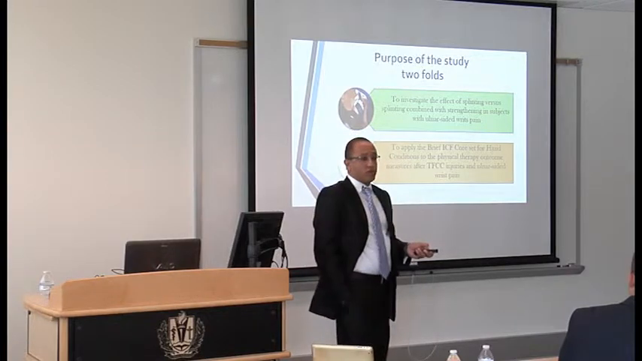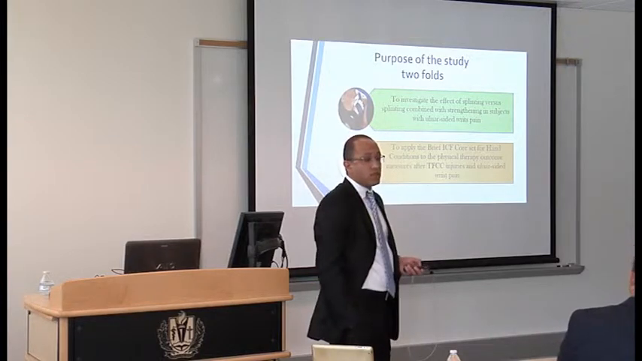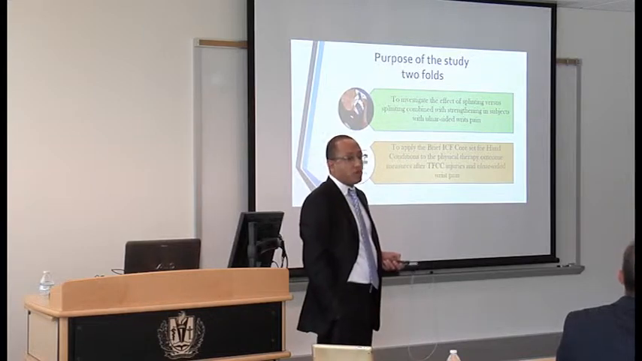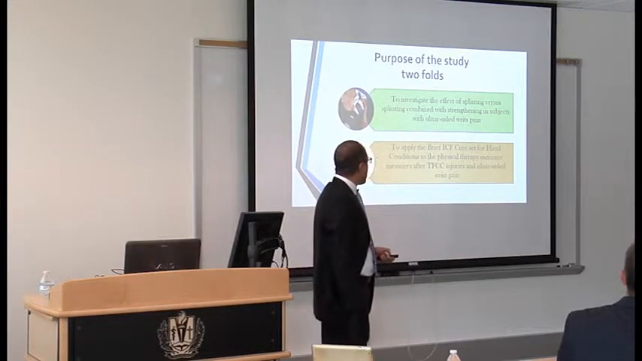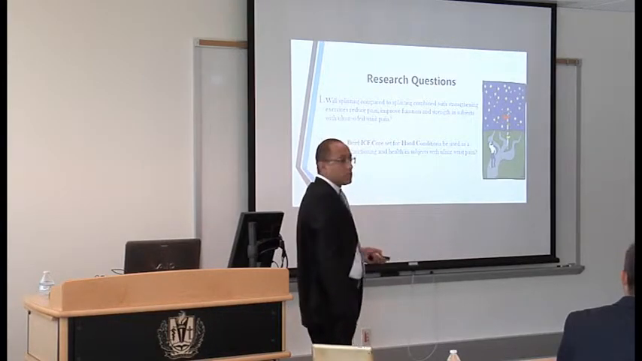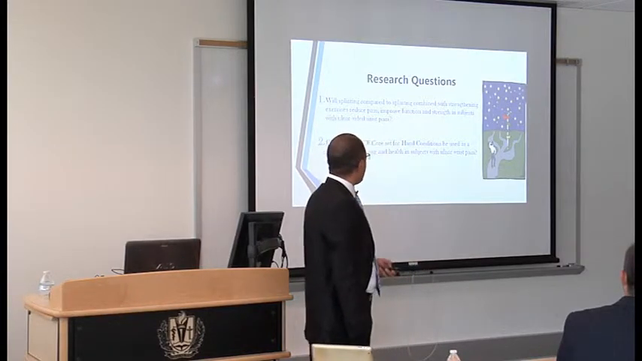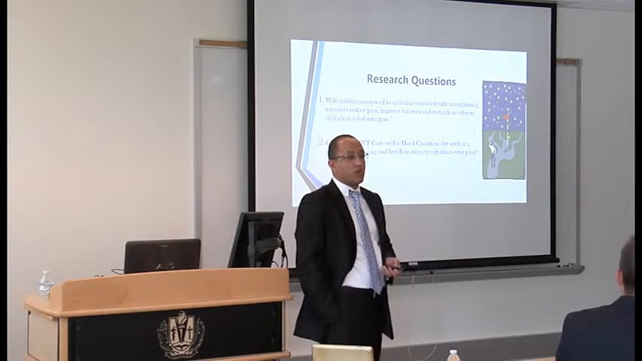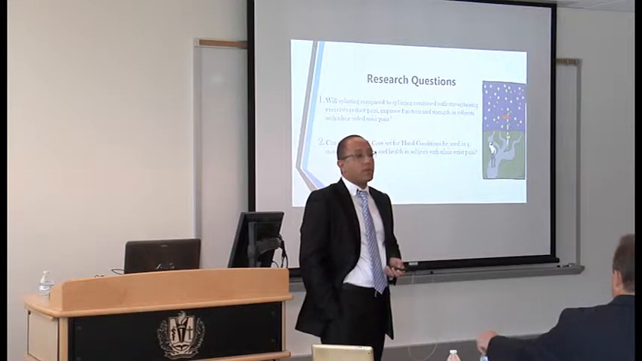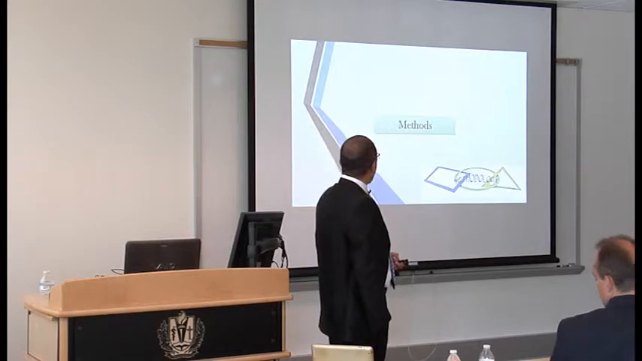This being said, we have two purposes for this study. First, to investigate the effect of splinting compared to splinting plus strengthening in treatment of ulnar wrist pain, and to apply the brief ICF core set for hand conditions to the physical therapy outcomes after TFCC injuries and ulnar wrist pain. Consequently, we had two research questions. First, will splinting compared to splinting plus strengthening reduce pain and improve function and strength in subjects with ulnar wrist pain? Second, can the brief ICF core set be used as a list of subcategories to define and describe subjects with ulnar wrist pain?